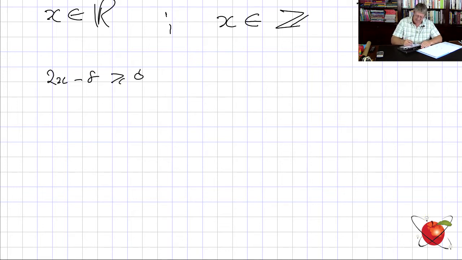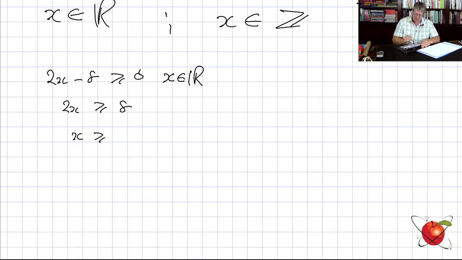And they say x is an element, okay, and we know everything, all our numbers. Okay, let's look. Let's just treat it as a normal equation first. So 2x must be greater than or equal to 8. The 8 goes across, divide by 2, x must be greater than or equal to 4.